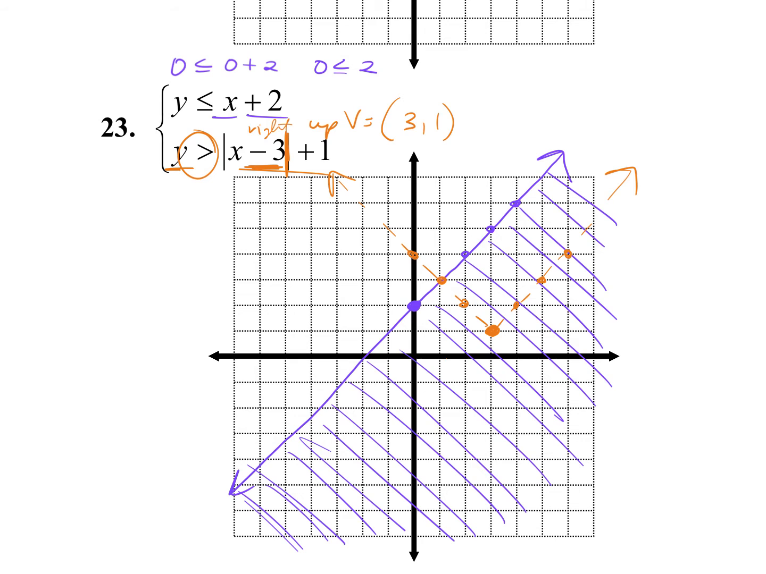Okay. And then we plug in 0, 0. So 0 is greater than the absolute value of 0 minus 3 plus 1. So 0 is greater than, this is 3 plus 1. So it's saying 0 is greater than 4. Is that true? No. So we don't want to shade that 0, 0 side. So instead we shade above.